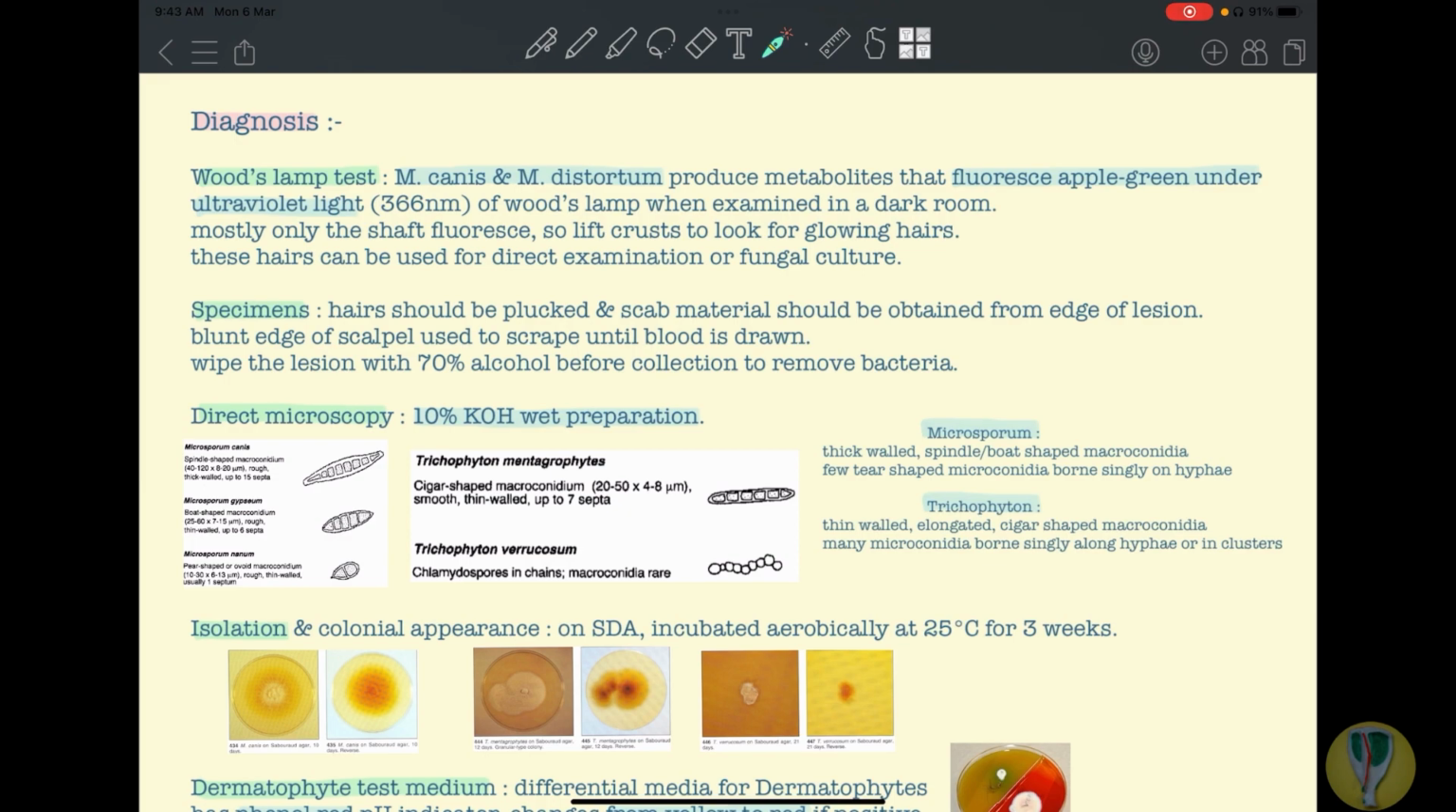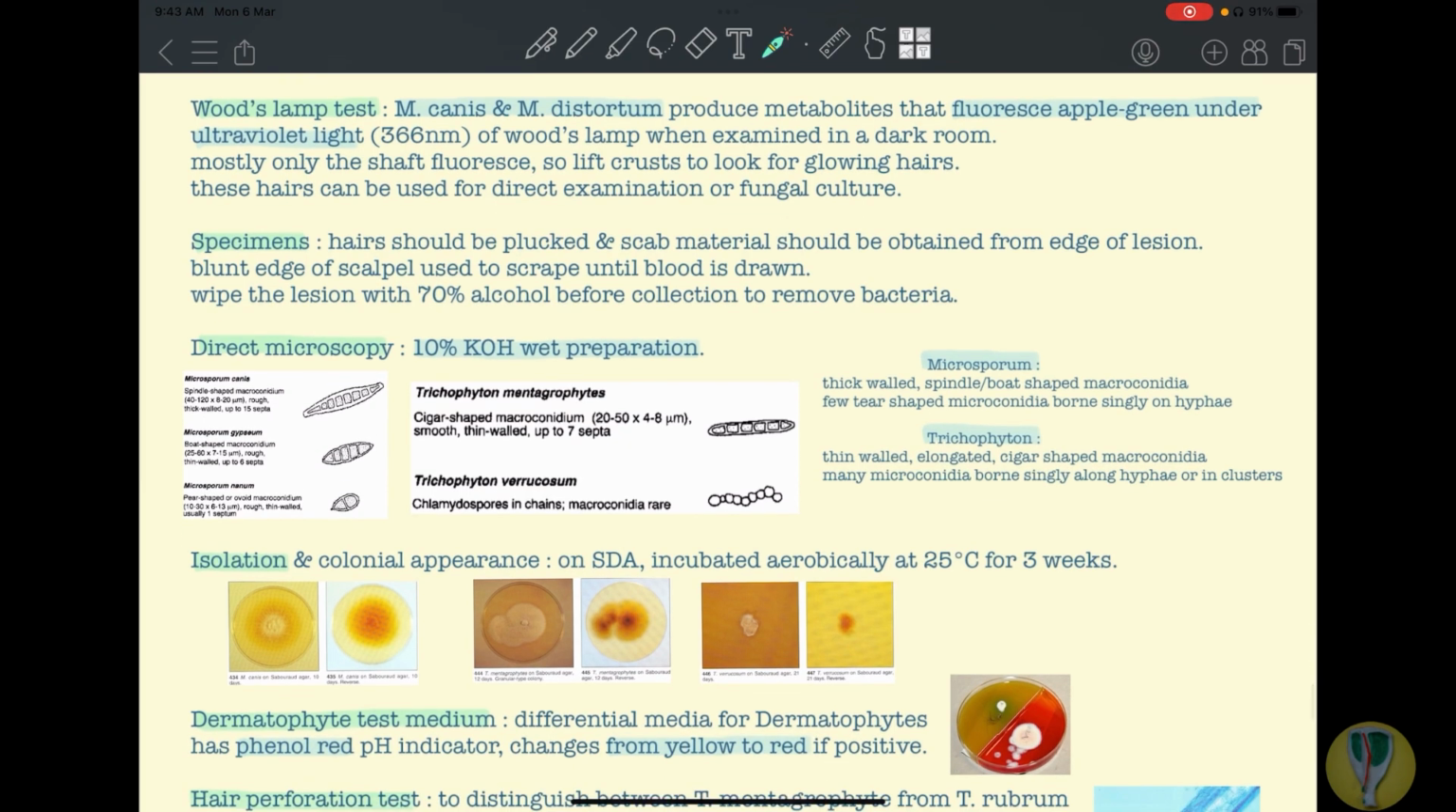Okay, then specimens. So for specimens, we have to collect the hairs and the skin scraping. So hair should be plucked and not cut with scissors. Okay, and any scab material should be obtained from the edge of the lesion. And if you are collecting the skin scraping, you have to scrape the skin with the blunt edge of the scalpel until blood is drawn.